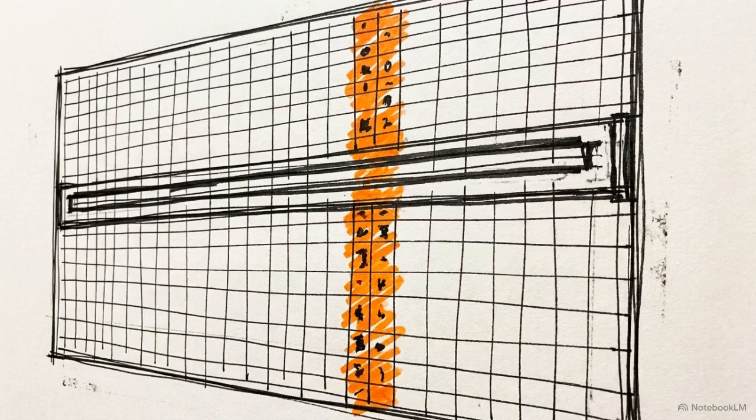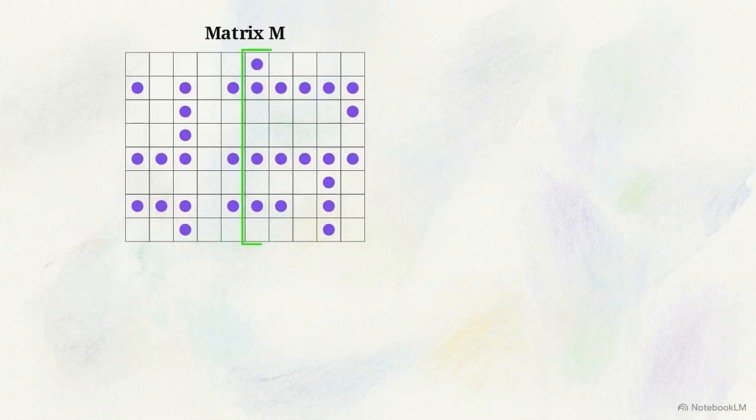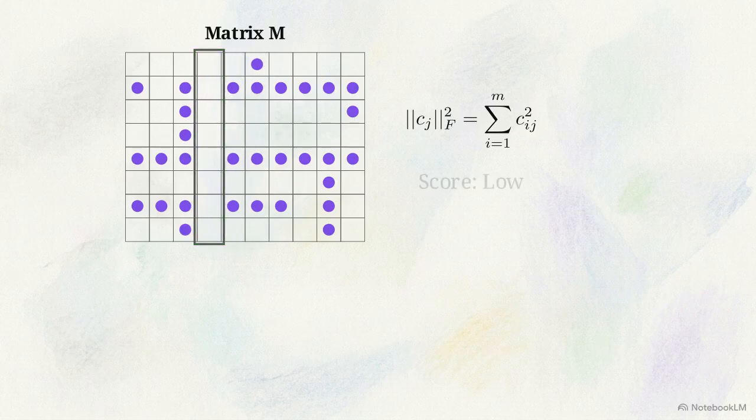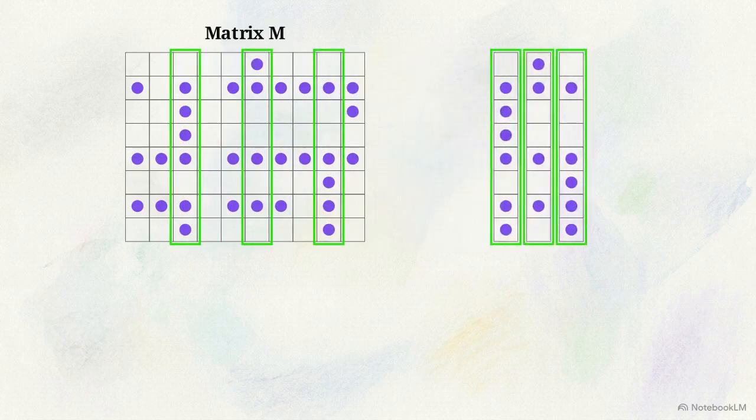To build the C matrix, the columns, the algorithm must decide which vertical slices of data to pull. The selection is randomized, but it is heavily weighted to favor the most important data. The system calculates the squared Frobenius norm, the sum of the squares in a single column. Dense columns score high, empty ones score low. The highest scoring vertical slices are extracted and stacked to form the C matrix.